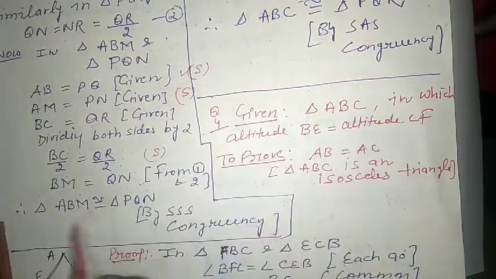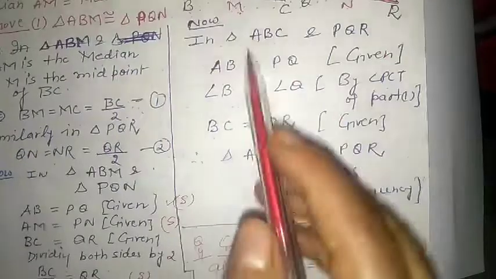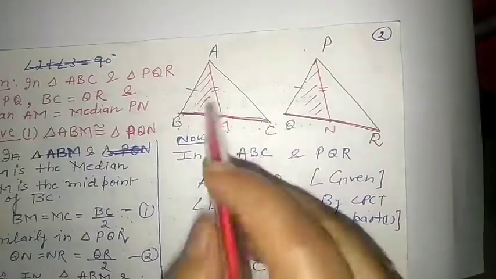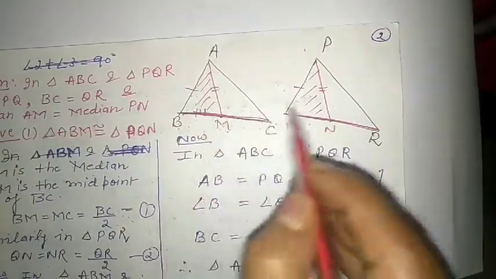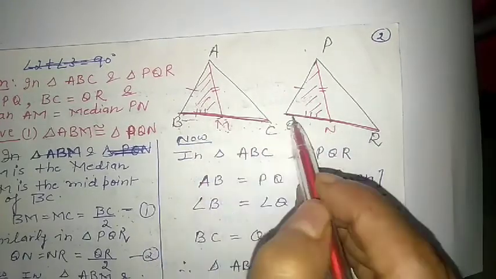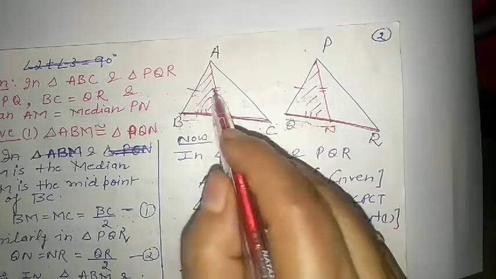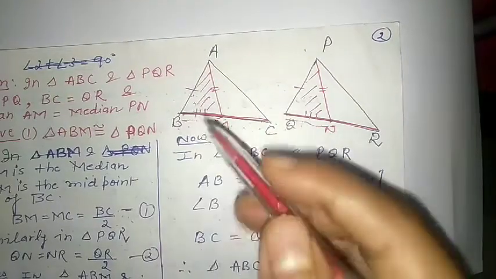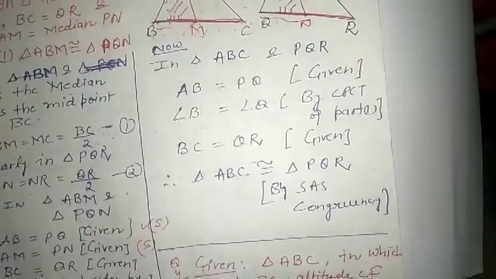This is also a side. So in triangle ABM, now we have done that. This side is equal to this side only. BM is equal to QN. So by the SSS property, these two triangles are congruent. Now for the second part.